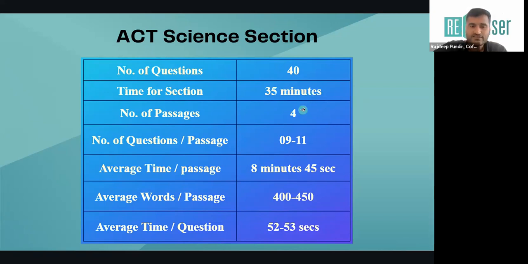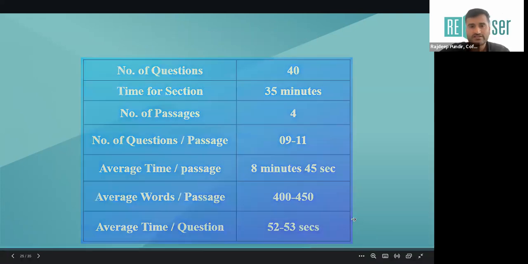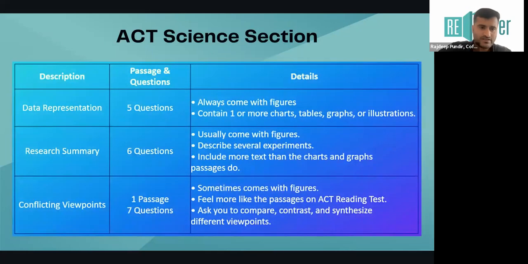When you look at the ACT science section, you have roughly about 40 questions and you have 35 minutes. So just like the reading section, you have roughly about 52 to 53 seconds per question in the ACT science. What are they largely testing you on?